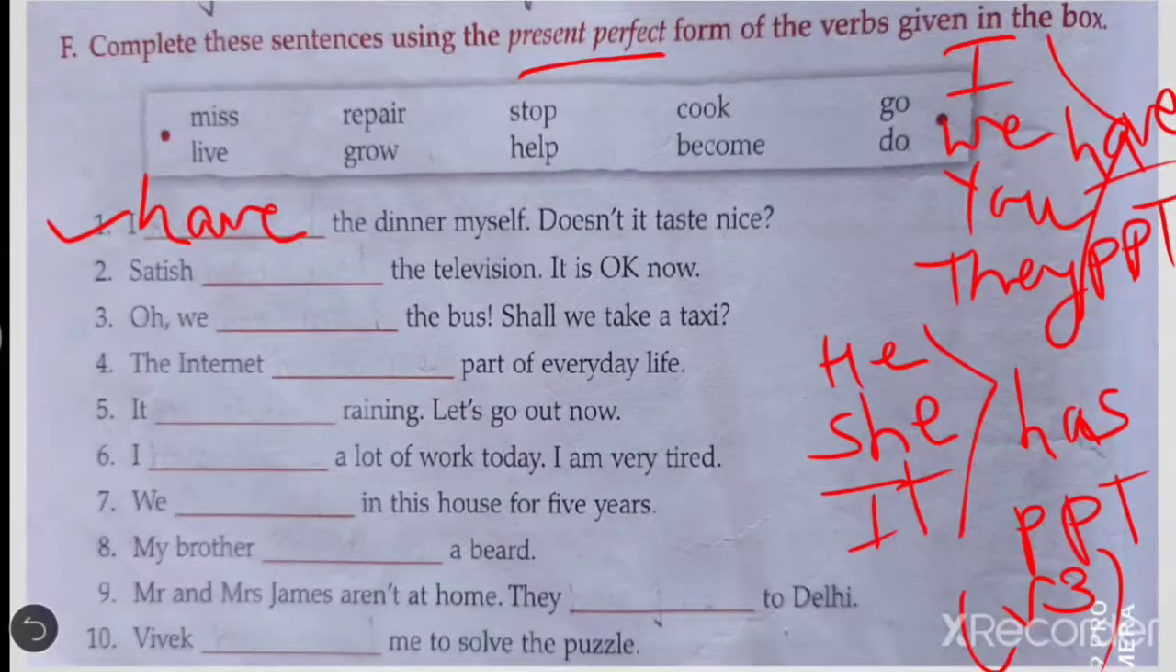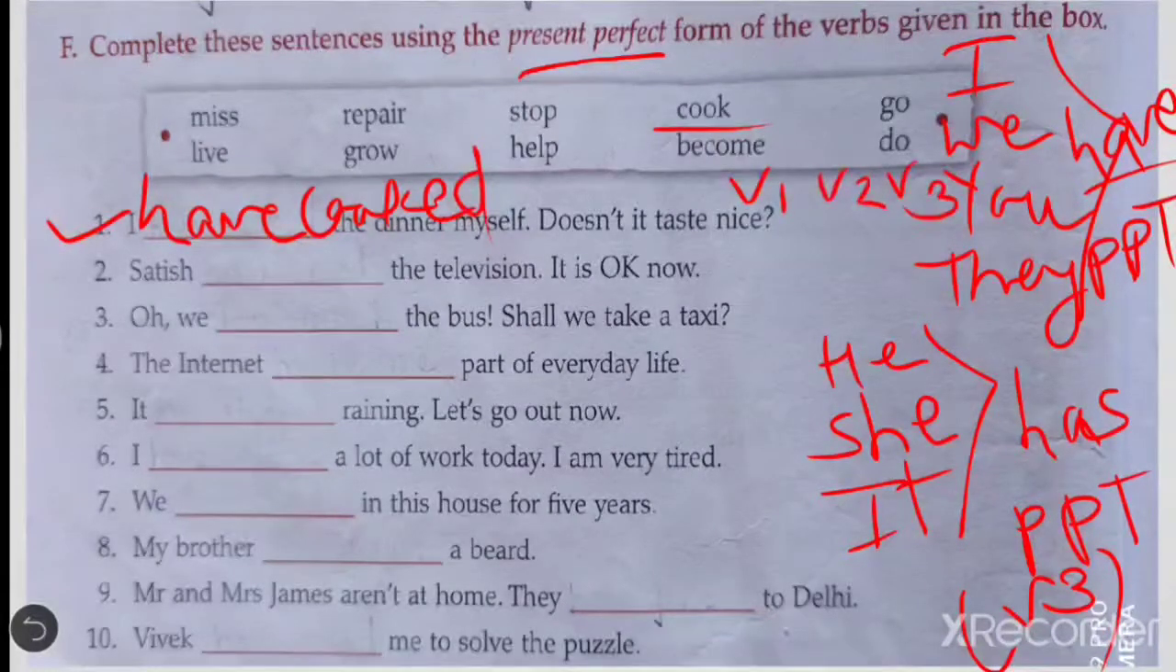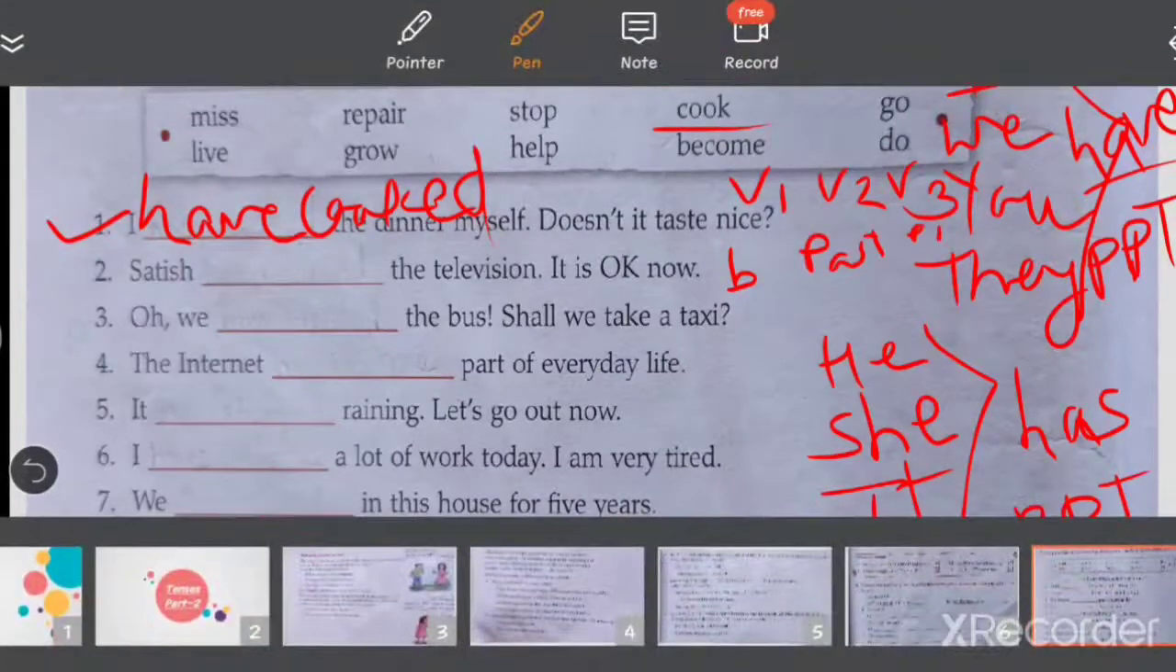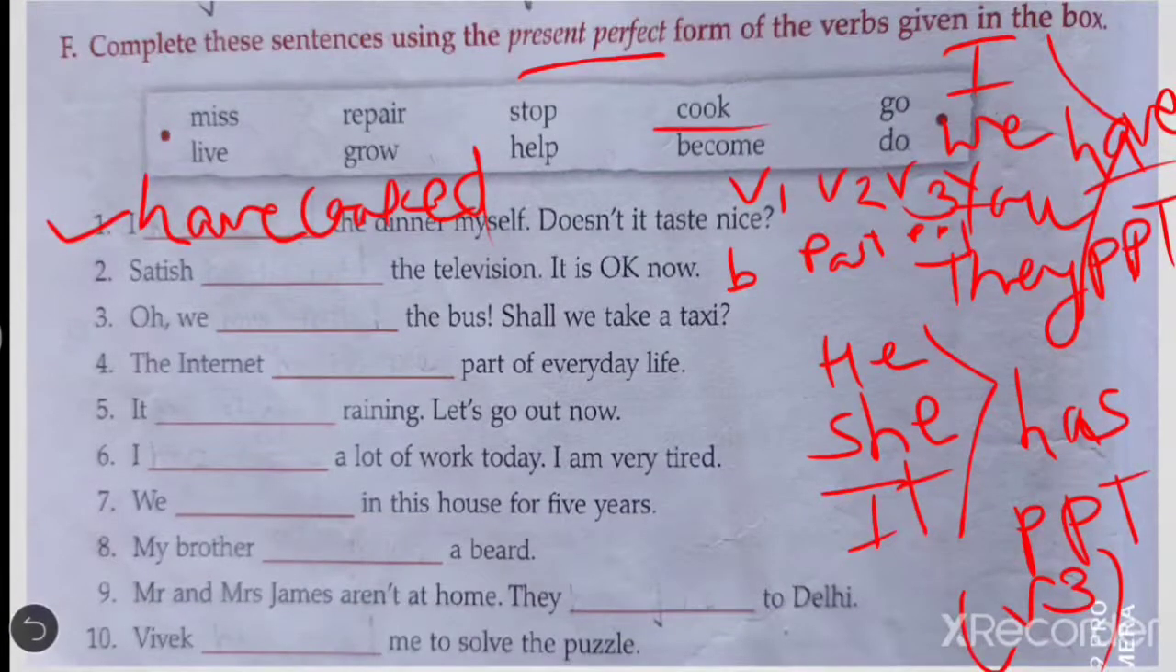Now which is correct for this? Which is suitable? Cook. So you have to put ed with this. Cook, cooked and cooked. Cook is the base form, cooked is the past form of verb and cooked once again is the past participle form. So here you have to remember these 3 verbs: verb 1, 2 and verb 3. Base form of verb, past form of verb and past participle form of verb. These 3 verbs you have to learn properly.